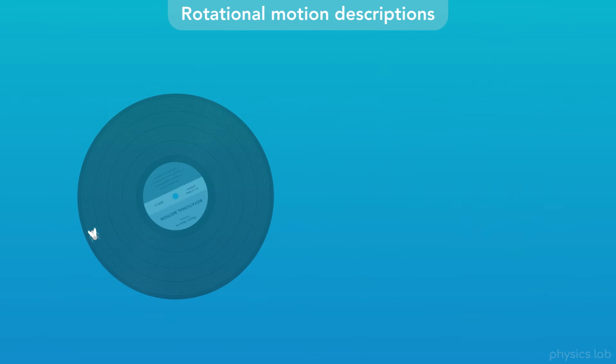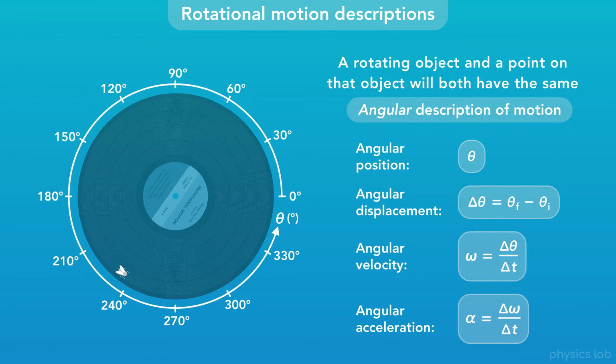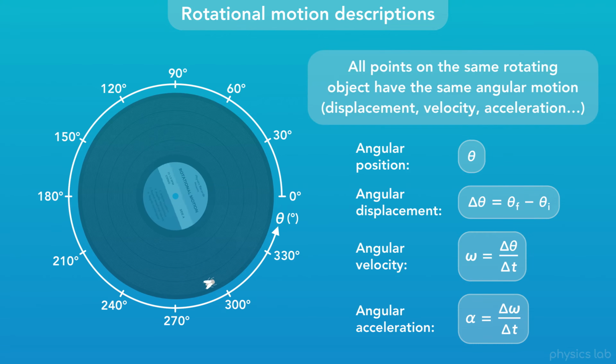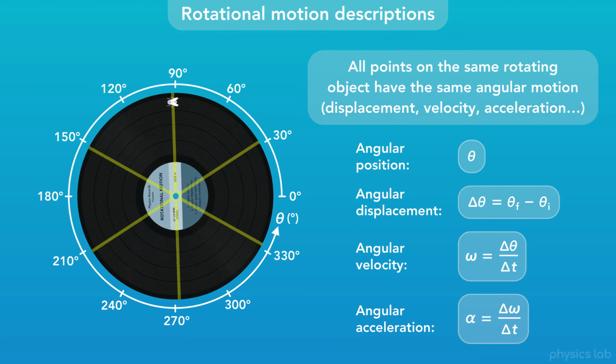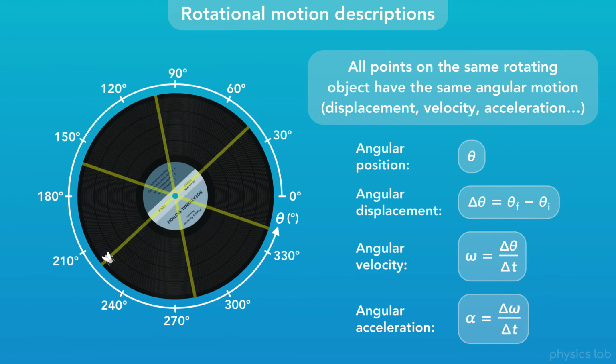Well, since the motion of the fly is linked to the motion of the record, we can say that a rotating object and a point on that object will both have the same angular descriptions of motion. If the record goes through one revolution, so does the fly. In fact, all points on a rotating object have the same angular motion. This is why we could place the line anywhere on the record, because all points on the record rotate together.